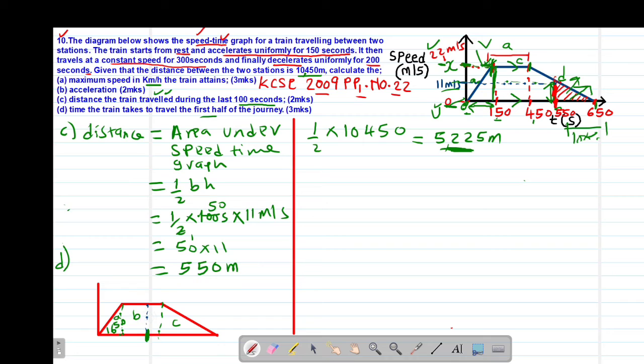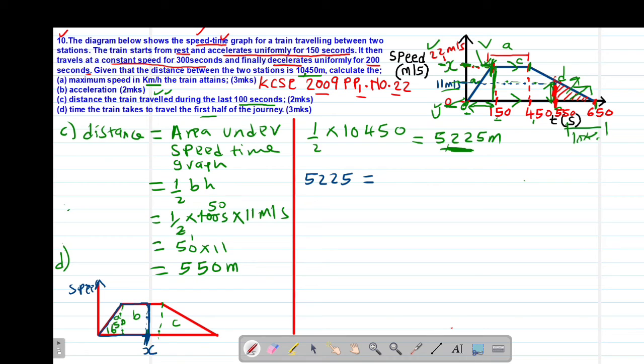I'm going to assume that half of the journey is at this point, so that I let this time to be x seconds. So this is the area that we want to look for. This is the area that is representing half of the journey. So we know that the area under a speed time graph should always give you the distance. So half of the distance that you are looking for is 5225. This one should take us to half of the distance, which should be equal to, you can see this particular shape.